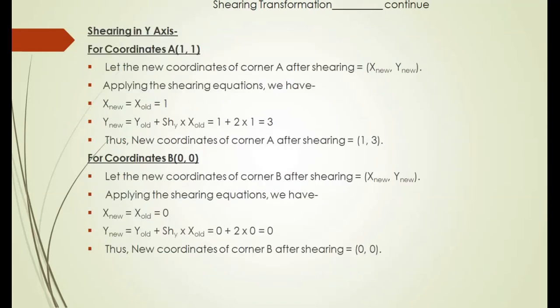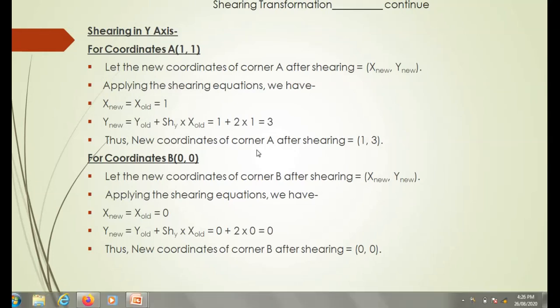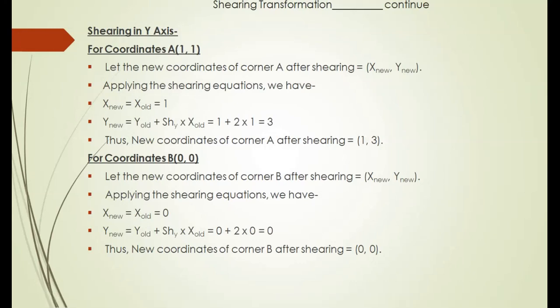For shearing in the y-axis, only the formula changes: x is constant and the change is done in the y-axis. So x dash is equal to x old, which is 1, and y dash is equal to y old plus shy into x old, which is 1 plus 2 into 1, and the answer is 3. Thus the new coordinate for shearing in the y-axis is (1, 3).